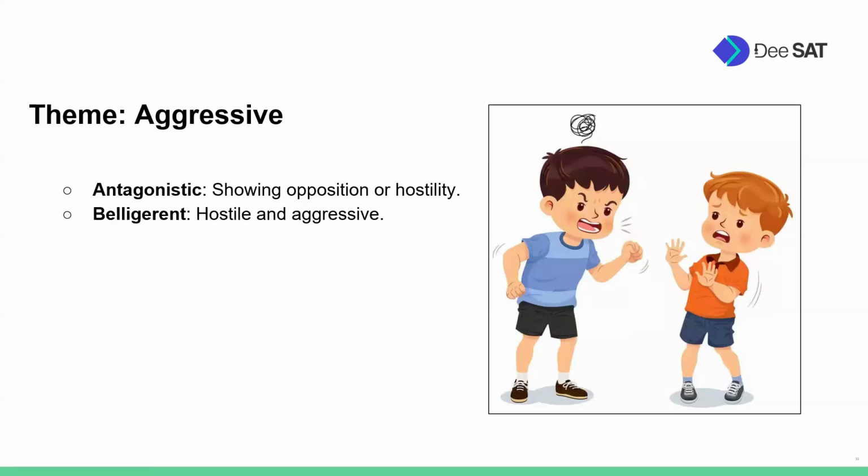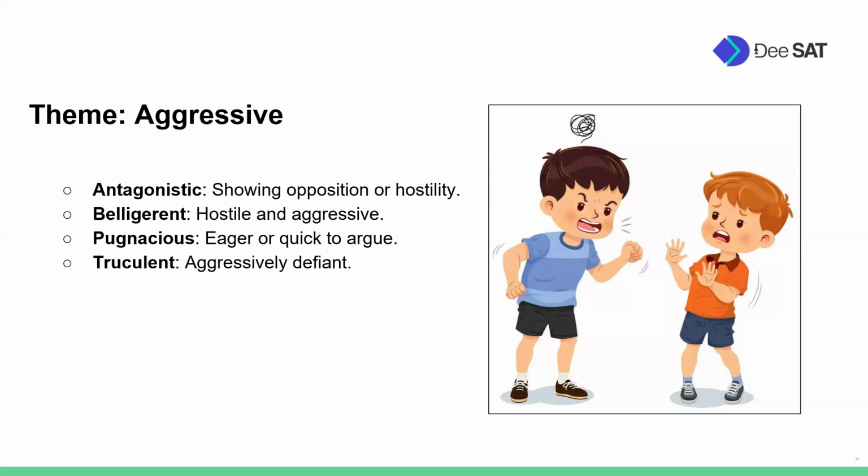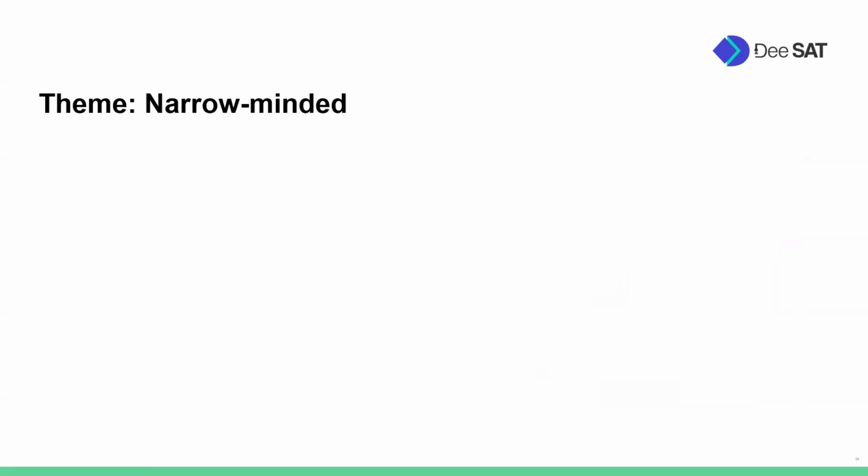Belligerent, a person who's hostile and aggressive. Pugnacious, a person who keeps arguing very frequently. Truculent, aggressively defiant, a person who always keeps defending himself or herself, that too extremely aggressively, that too with a lot of energy.